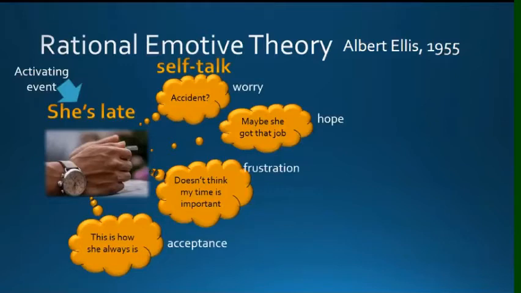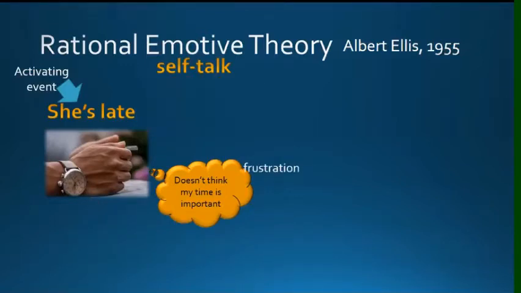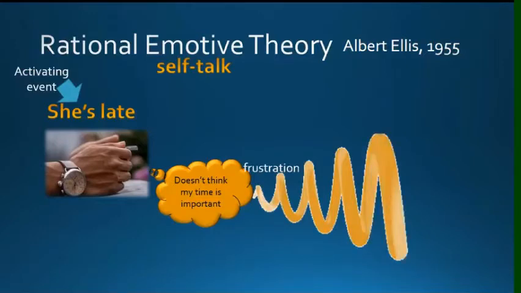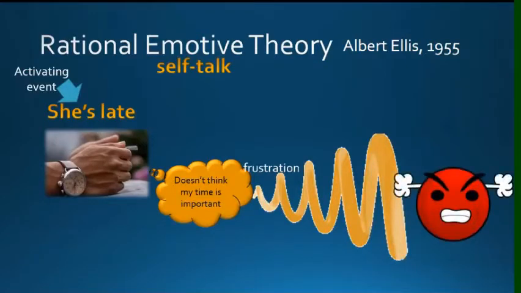If you're like me, your thoughts aren't confined to a single sentence. She doesn't think my time is important, maybe followed by, this has happened before. In fact, many times before. That's not fair. I'm just as important as she is. And before you know it, your thoughts have spiraled and your physical reactions have spiraled as well. You find your jaws tightening, your eyes rolling, and before you know it, your frustration has escalated into anger. You are fuming, ready to attack your friend when she finally arrives.